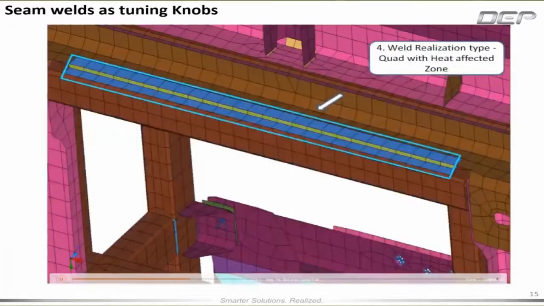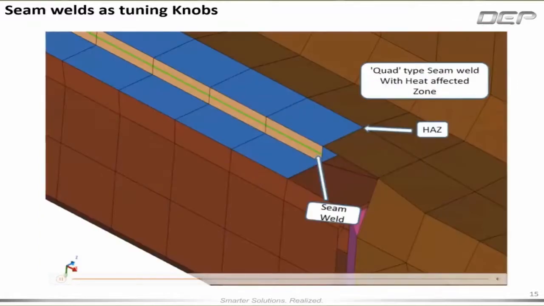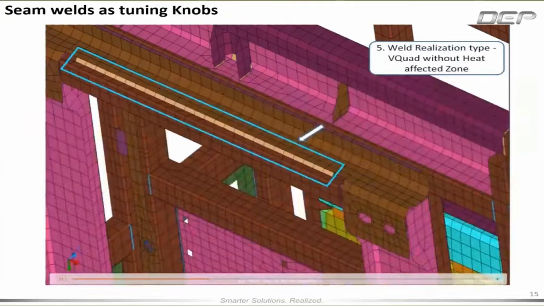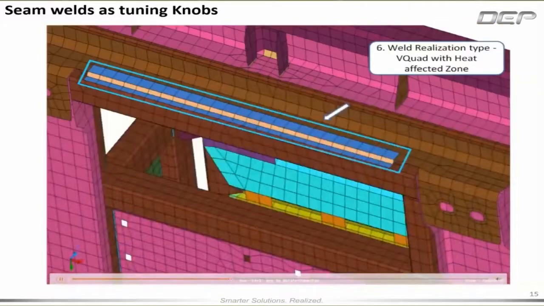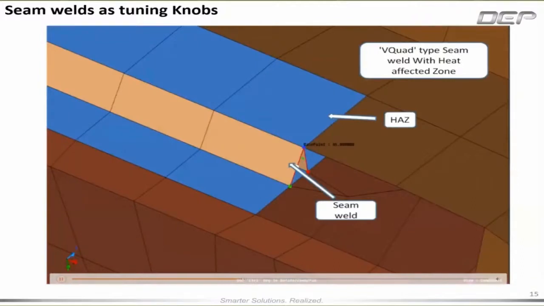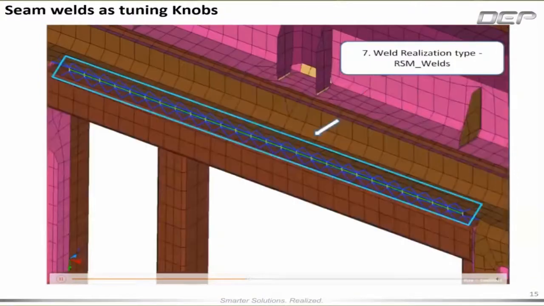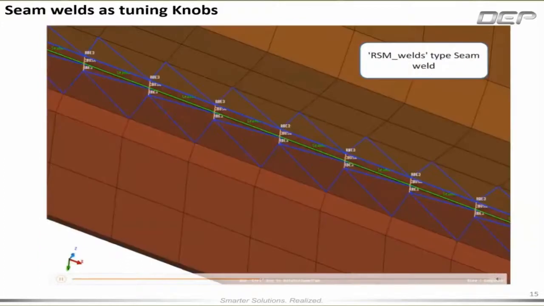So then it is going to have the quad weldment along with the heat affected zones. Then we have another, which is an angled weldment, so we can control the angle over it. So angled weldment along with the heat affected zones. Here the mesh itself will get remeshed based on the welding. It is one of the types, which is the RSM weld.